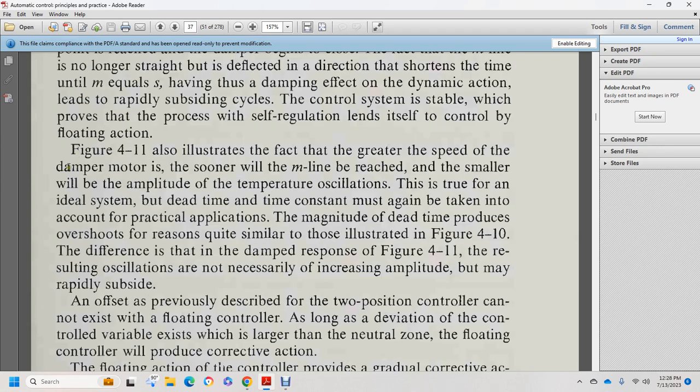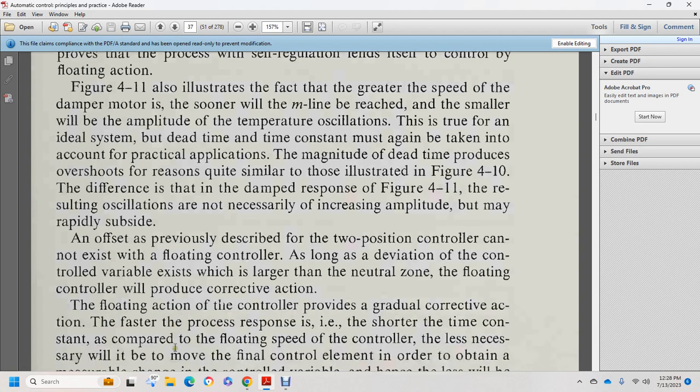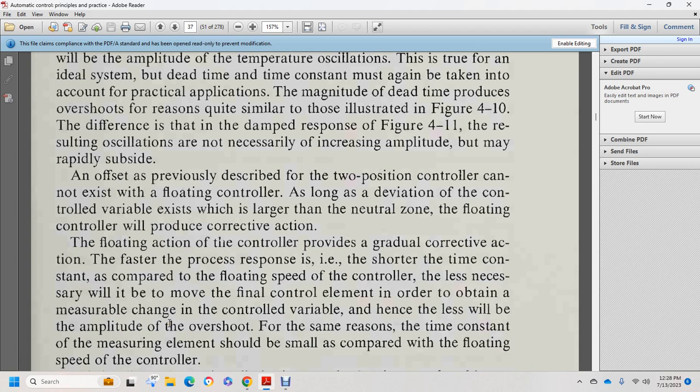Offset, as previously described with two-position control, also applies to floating control, though lower. A floating controller, along with the deviation of the control variable, exhibits a larger neutral zone, and the floating controller produces corrective action. Floating action controllers provide gradual corrective action. The faster the floating speed of the controller, the less the final control element must be moved to obtain the necessary change in the control variable, hence the less the amplitude of the overshoot.